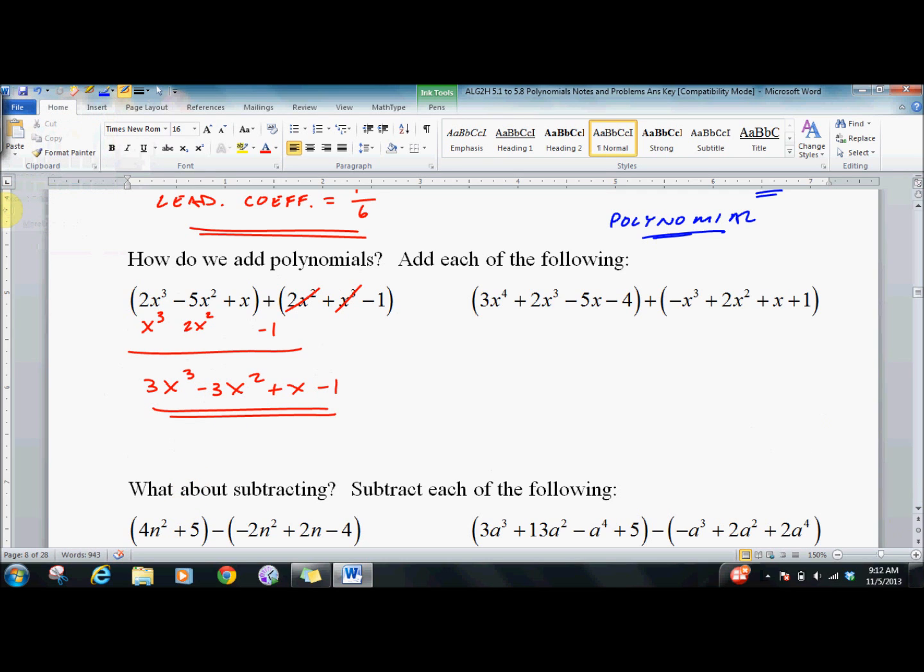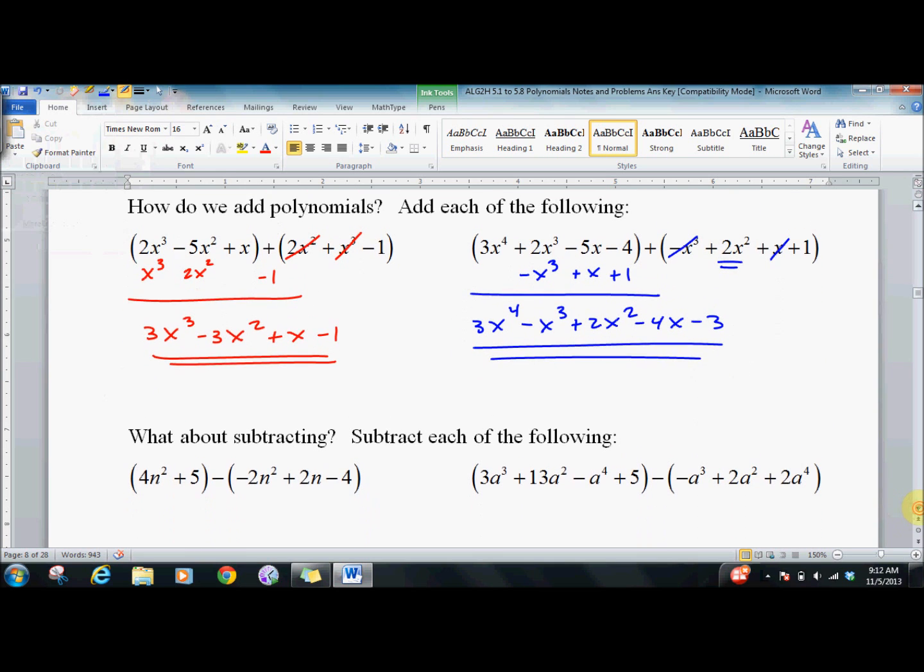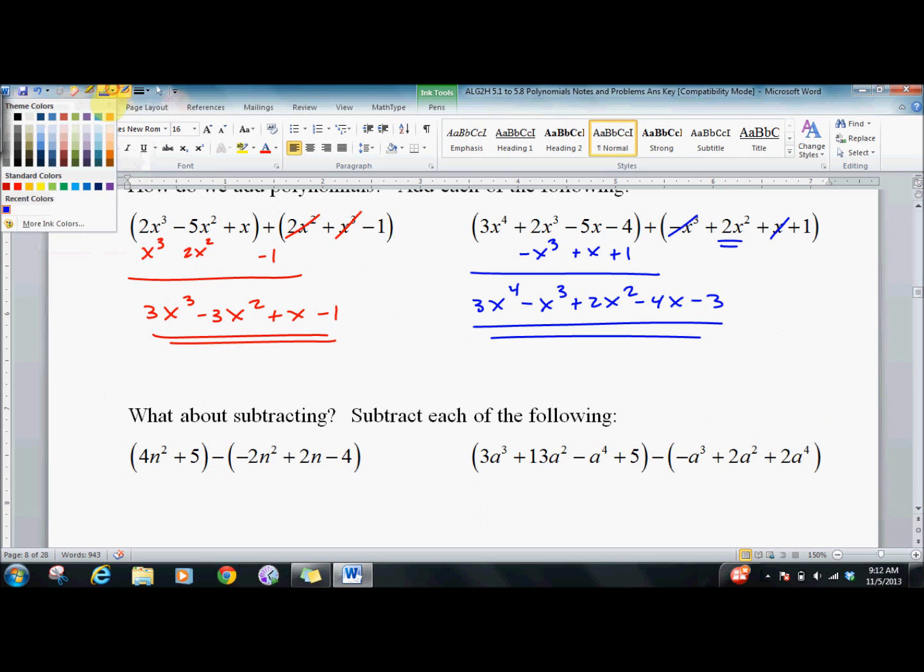So you're just matching up the terms that have the same degree. So here we've got negative x to the third. There is no 2x squared, so I'm not going to cross that one out. I'm just going to leave it there. Plus x plus 1. Don't forget this. 3x to the fourth minus x to the third plus 2x squared minus 4x minus 3. Not that complicated. Try these two on your own now.